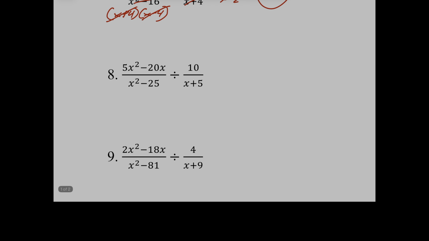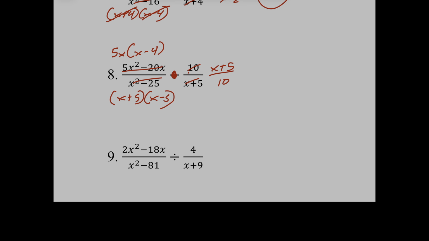Let's do the bottom one. Okay, look at the top. What's the same? 5X. What's left over? X minus 4. Look at the bottom. That's going to be an X plus 5 and an X minus 5. Now, look at the next one. Multiply and flip.